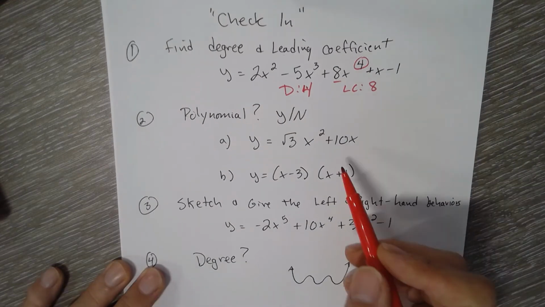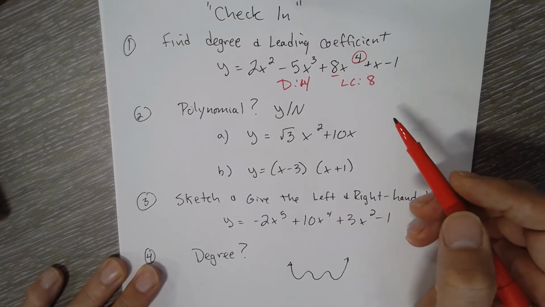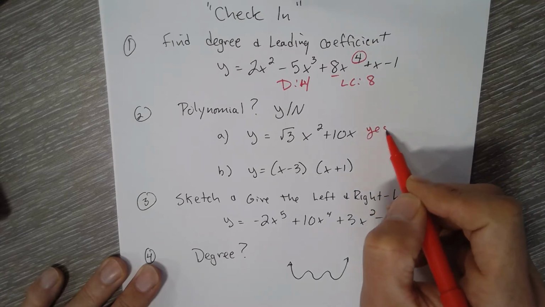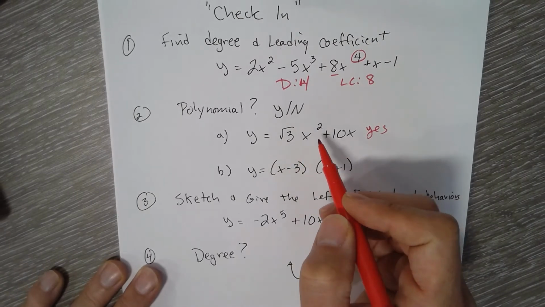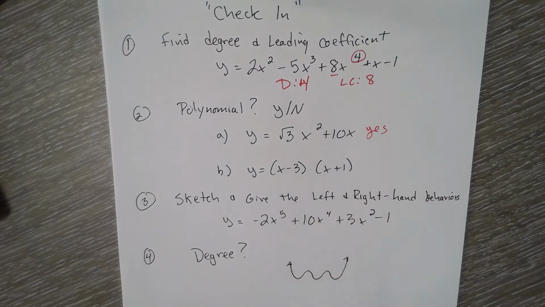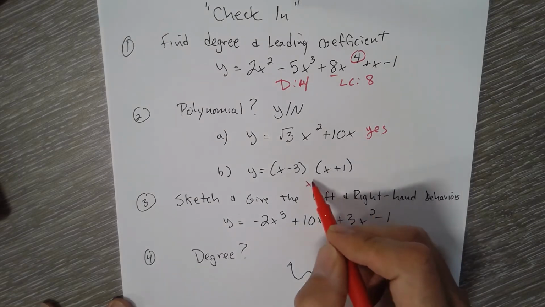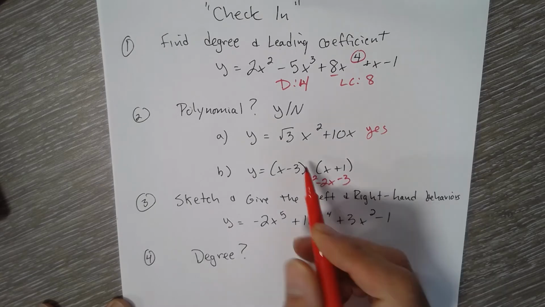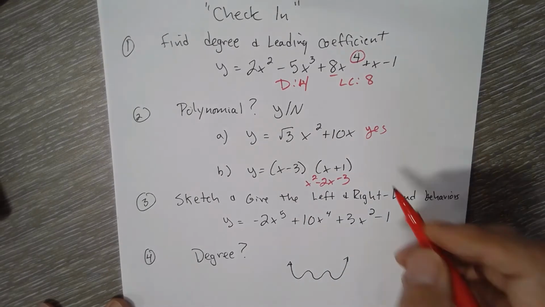Alright, polynomial or not, what do we think? Yes or no? Yeah, it's yes. Okay, square root of 3 is okay, square root of x is not okay, but that's yes. What do you think in B? It's different, right? Is it a polynomial? Yes. If you multiply them out, you'll get x squared plus x minus 3x, or minus 2x minus 3. That's still a polynomial, it's just in factored form, so that's another yes.